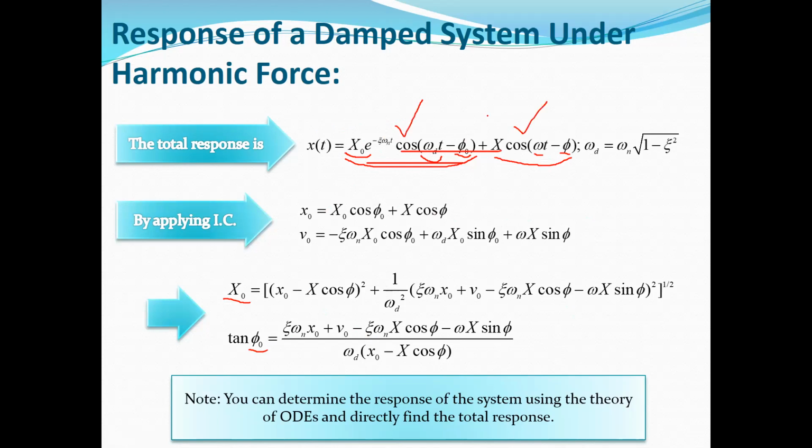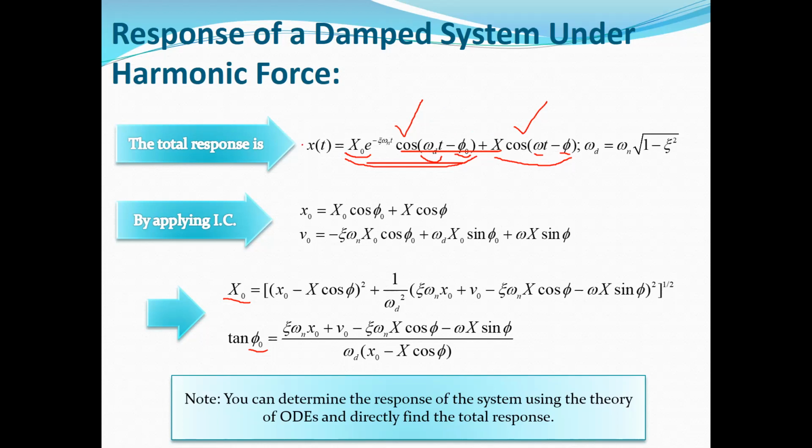And also you can determine the response of the system by using the theory of ODEs, and you can directly solve the equation of motion. So in the theory of ODEs, you need to form the characteristic equation, find the roots of the characteristic equation, and then you know that the homogeneous response is equal to C1 exponential of alpha 1 t, where alpha 1 is a root of the characteristic equation, plus C2 exponential alpha 2 t, where alpha 2 is the second root of the characteristic equation.